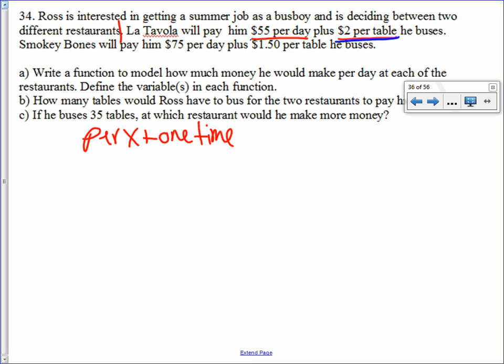Even though it says $55 per day, that's a one-time amount. He's getting paid $55 once for that entire day. The per is your 2. So I'm looking ahead here. For the tableau, let's call that T of X. Its per is 2. His one-time amount is 55.